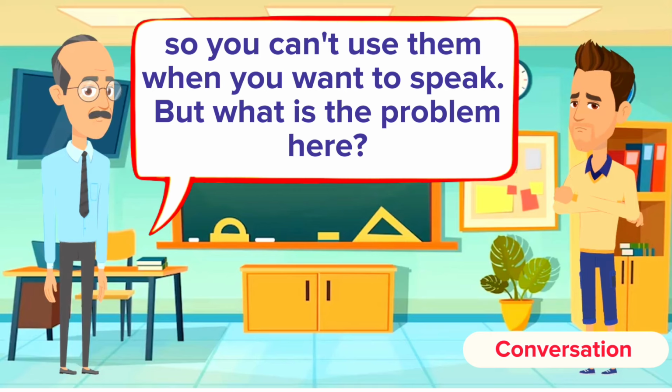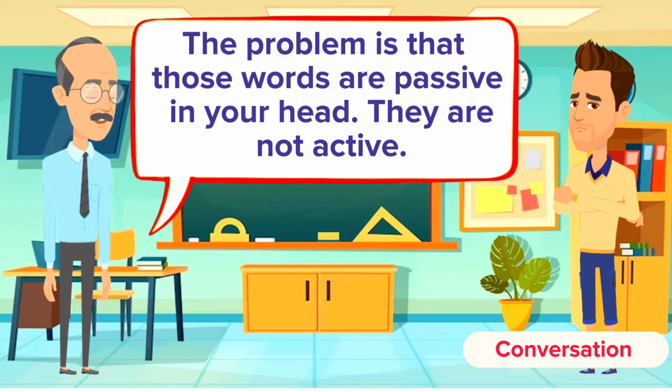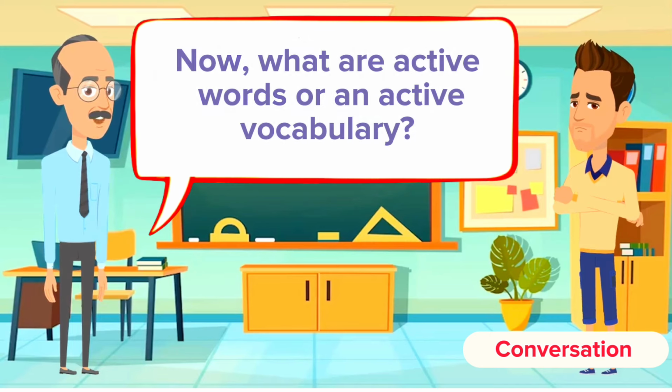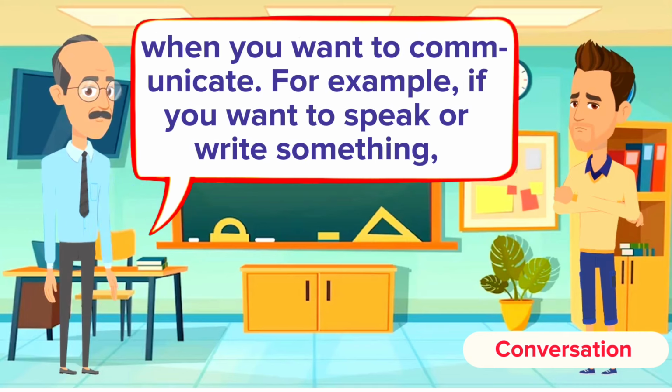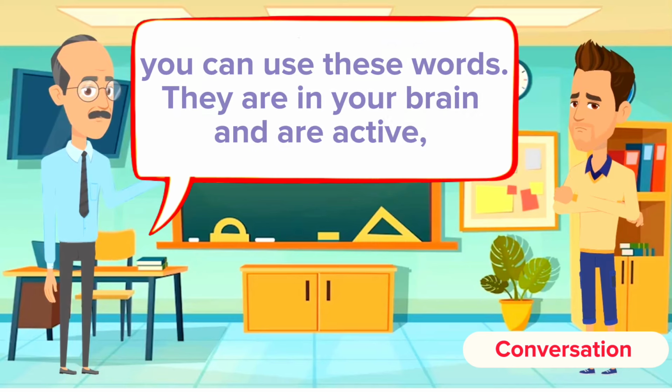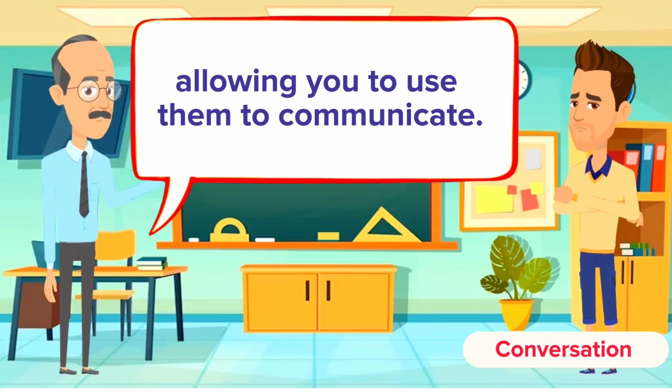They are in your brain, but you don't know what you have, so you can't use them when you want to speak. But what is the problem here? The problem is that those words are passive in your head. They are not active. Now, what are active words or an active vocabulary? Your active vocabulary includes all the words that you know and can use when you want to communicate. For example, if you want to speak or write something, you can use these words. They are in your brain and are active, allowing you to use them to communicate.